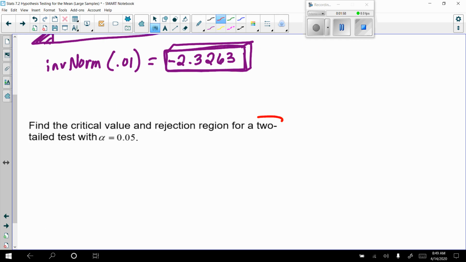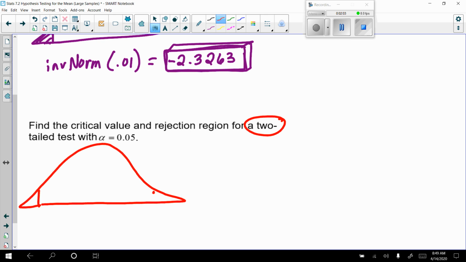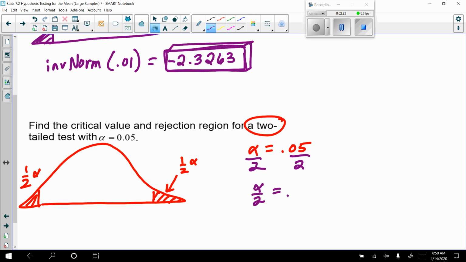In this one, we are looking at a two-tailed test. When it's two-tailed, this is 1/2 of alpha, and this is 1/2 of alpha. So if alpha equals 0.05, if I divide both of those by 2, then 1/2 of alpha would be 0.025. So this is 0.025 here, and this is 0.025.